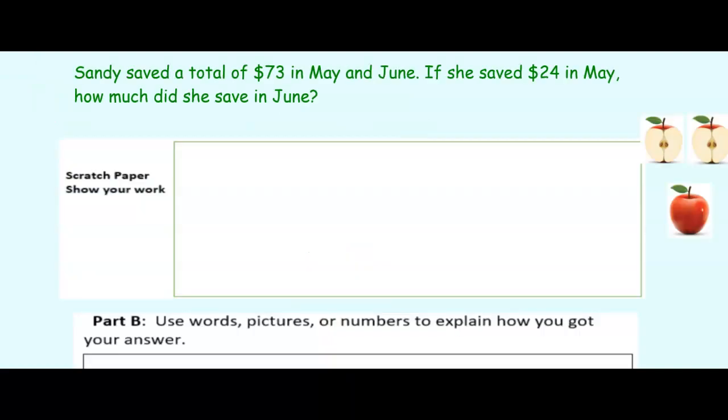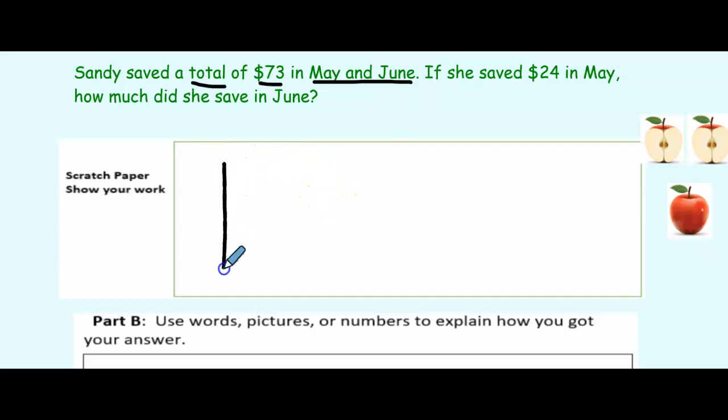So let's try a word problem now. Can you read it with me? Sandy saved a total of $73 in May and June. Boys and girls, what are some of the key words that we need to underline? That's right, total, $73. And you can also underline May and June.